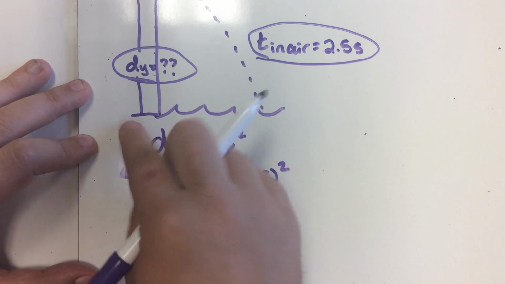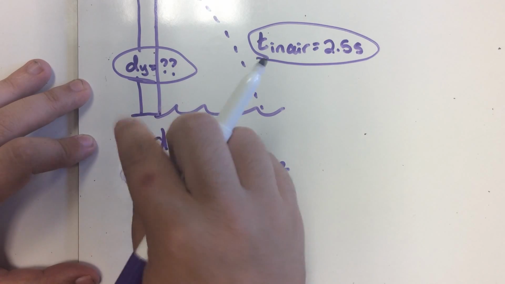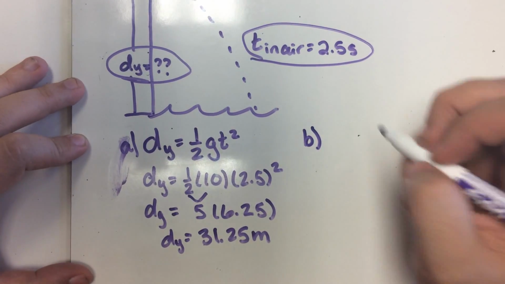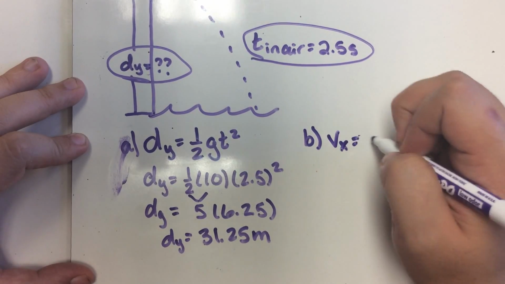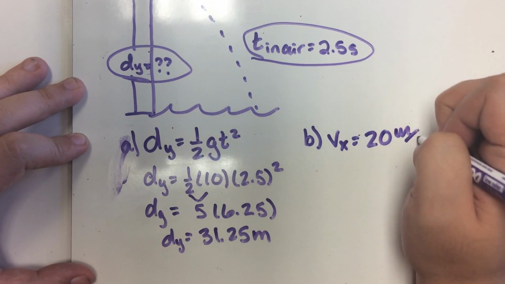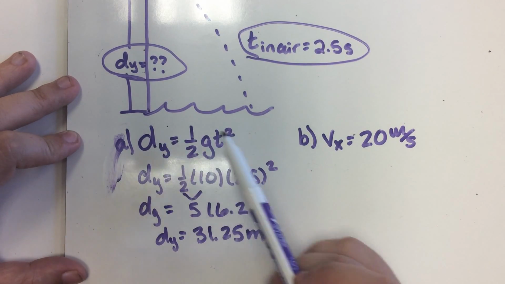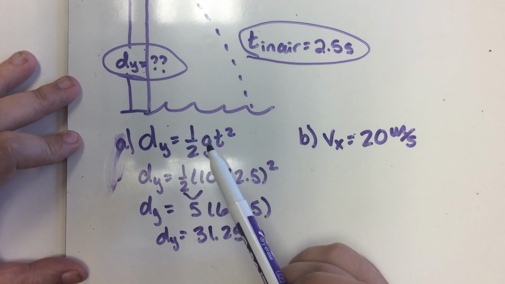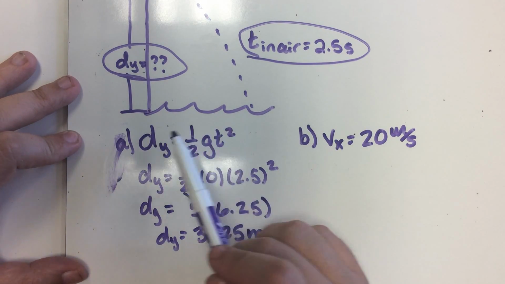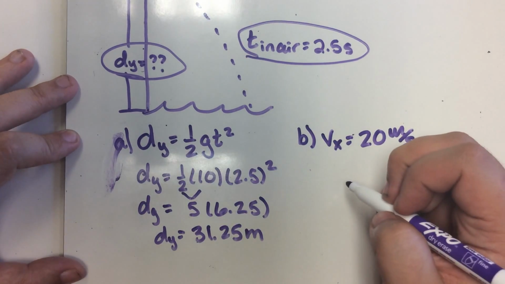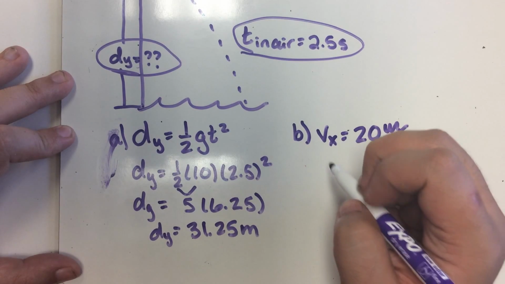Part B asks, will my answer change if now my horizontal velocity is 20 meters per second? Well, if I look at my equation here that I start out with to find the height, does the horizontal velocity appear at all? It doesn't. So that means that horizontal velocity has no effect.